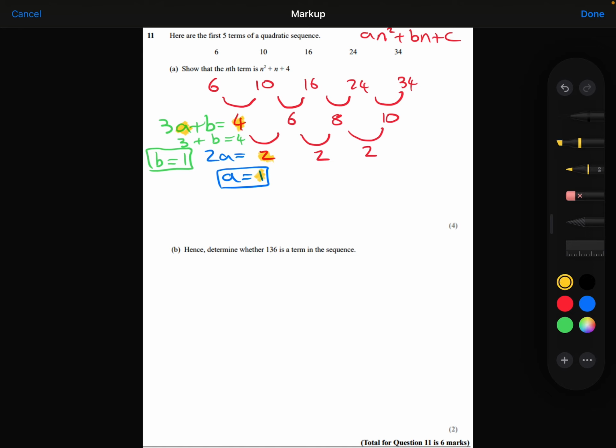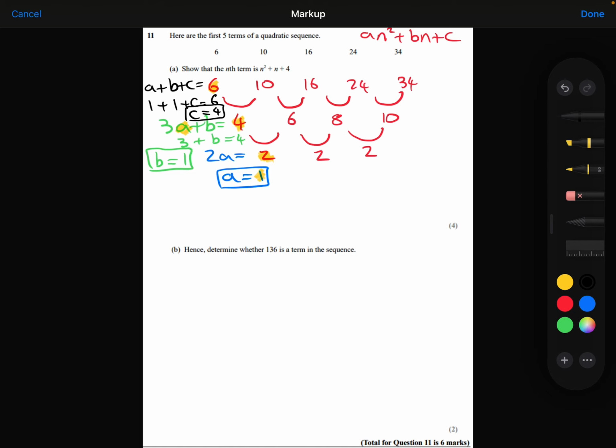And then we also know that this term here is always equal to a plus b plus c. We've previously worked out that the a is 1, the b is 1, so 1 plus 1 plus c is equal to 6. 1 plus 1 is 2, take that away from both sides and we find that c is equal to 4.